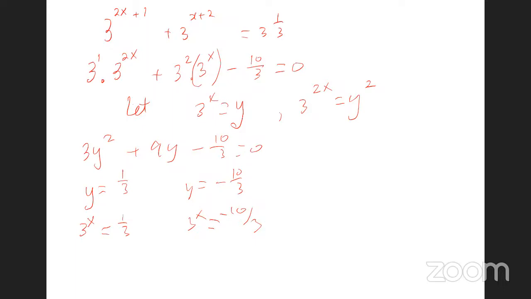1/3, minus 10/3. Press mode and go back to 0. To finish it up, you'll get 3 to the x is 3 to the minus 1, so x is minus 1. Right? 1/3 is 3 to the minus 1.